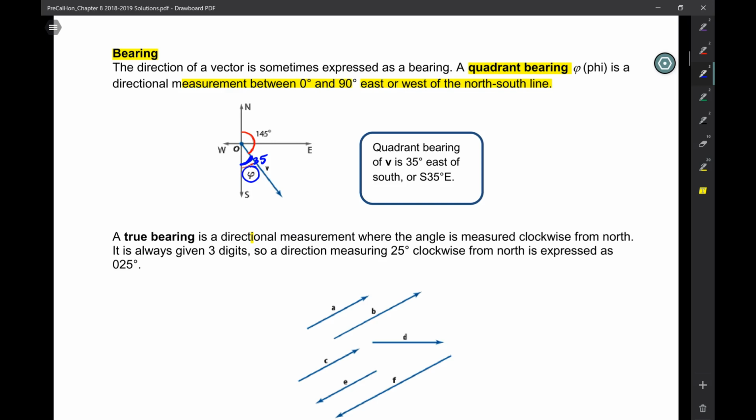So what if you said 35 degrees east of north? Where would that point? Upwards. So do you see how there's only one way to say that? You say however many degrees east or west of south. Because quadrant bearing is agreed upon to be from the north-south line, that's how it's defined here. So you can never do it more than 90.